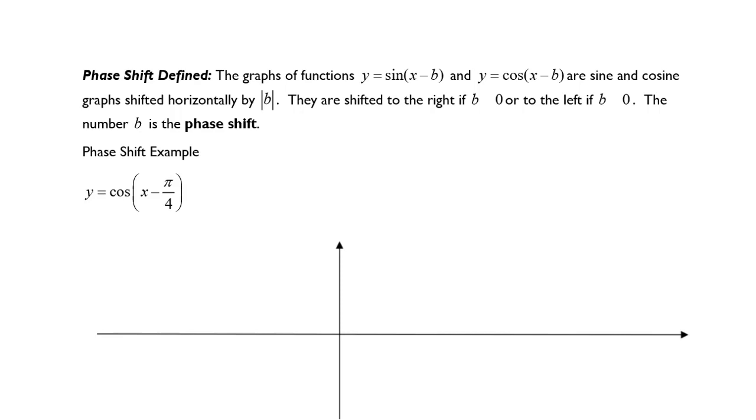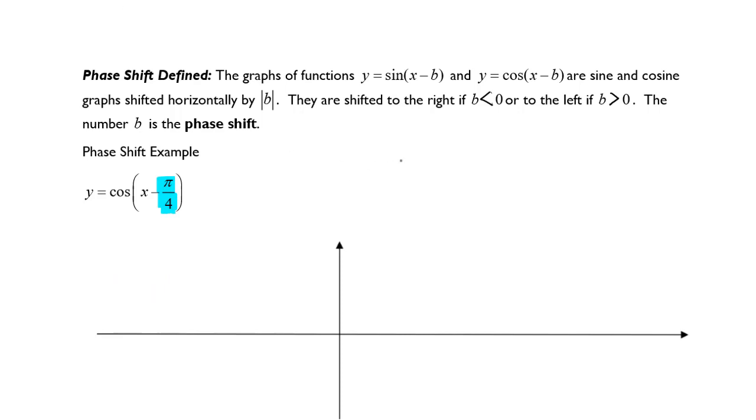They are shifted to the right if b is less than 0. And they're shifted to the left if b is greater than 0. The number b is the phase shift. So if we were to look at the example here, y equals cosine of x minus pi over 4, we know that b is pi over 4, the phase shift.